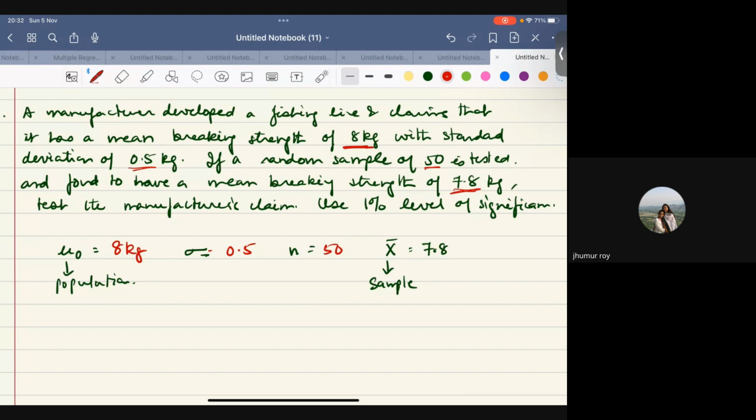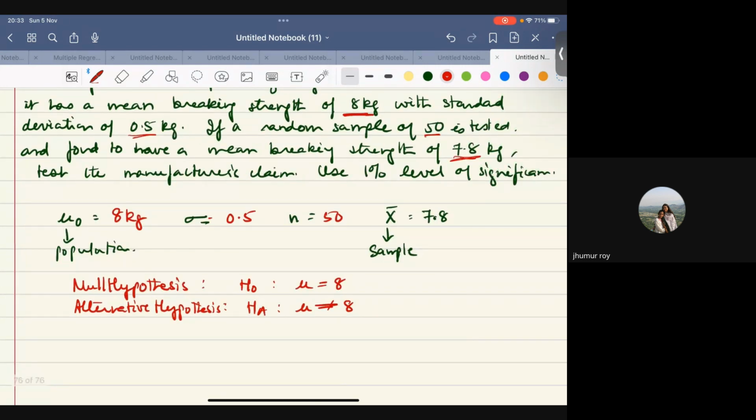So what is the hypothesis? Null hypothesis will be H0, that is, you say mu is equal to 8. Okay. And alternative hypothesis will be HA, mu is not equal to 8. That is what I want to find out. Okay. So he is saying it is 8. You have seen that it has come out as 7.8. So you want to find whether we can accept the person's claim or not.